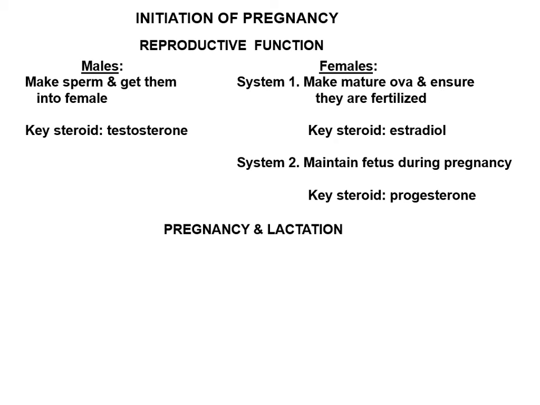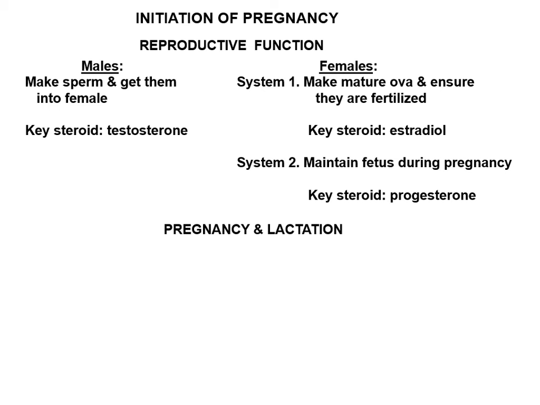Hopefully you remember that last November we talked about reproductive function in males and females separately. And the basic concept, the big picture, was in males, the function was to make sperm and get them into the female. And the key steroid was testosterone. In females, it was more complicated because they had two systems. One was basically analogous to that in males. That was to make a mature ovum and ensure it's fertilized. And for that, the key steroid is estradiol.